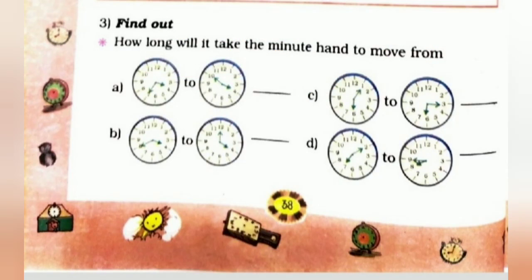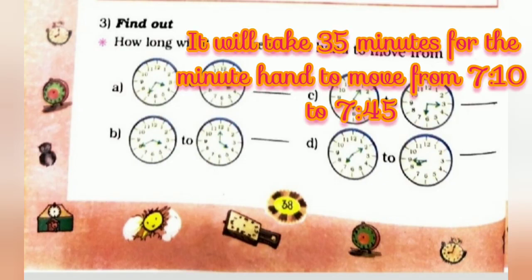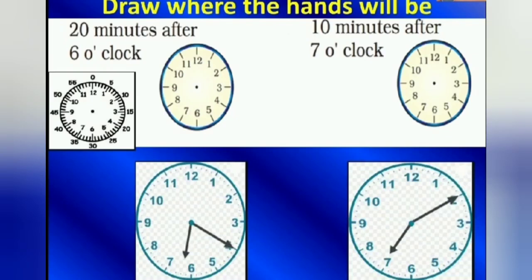In exercise D, 7:10 to 7:45. In the first picture, the minute hand is on 2, that means 10 minutes. And in the second picture, the minute hand is on 9, that means 45 minutes. We have to subtract 10 from 45. So 45 minus 10 is equal to 35 minutes. So it will take 35 minutes.